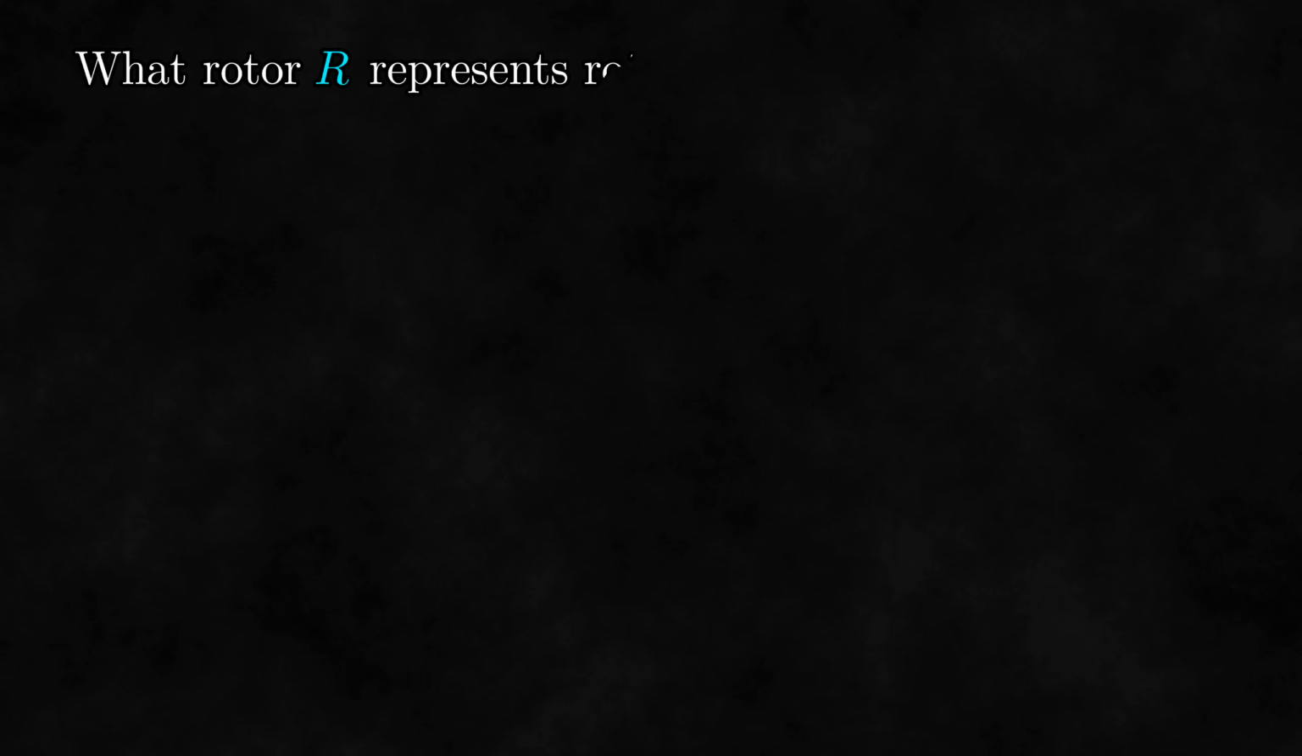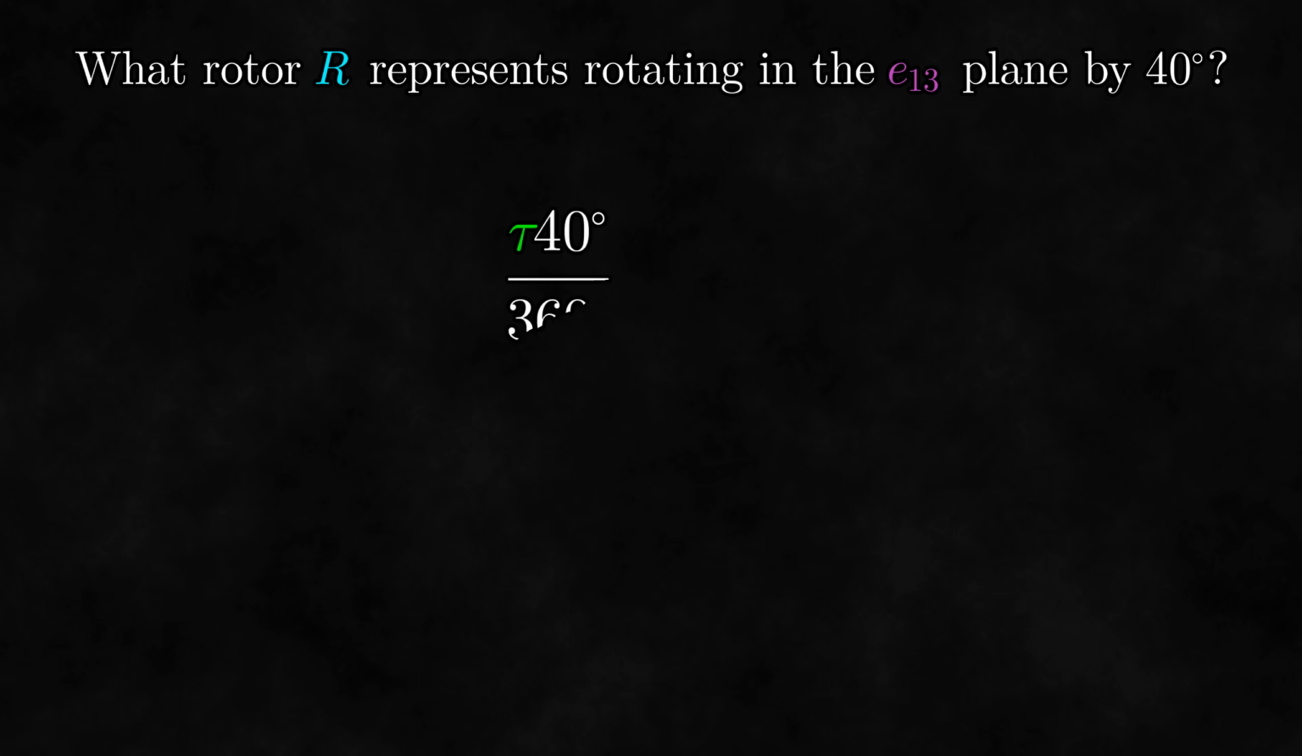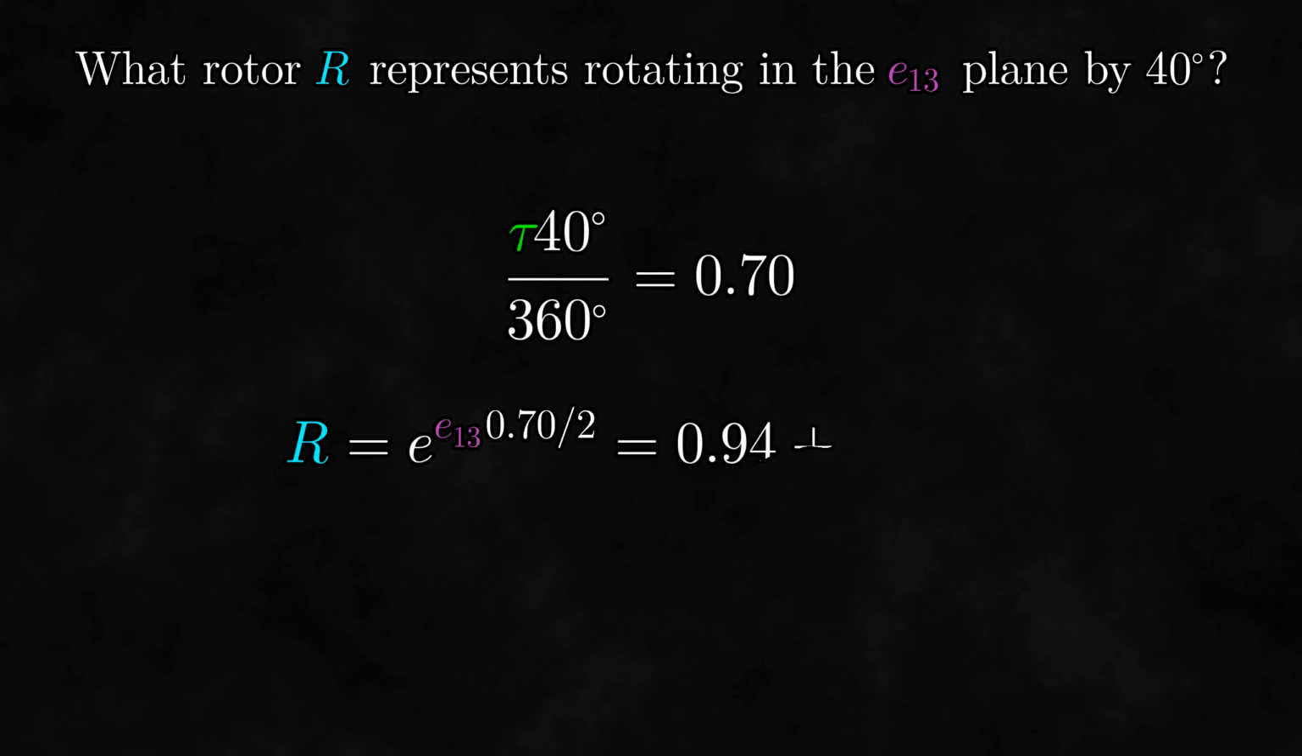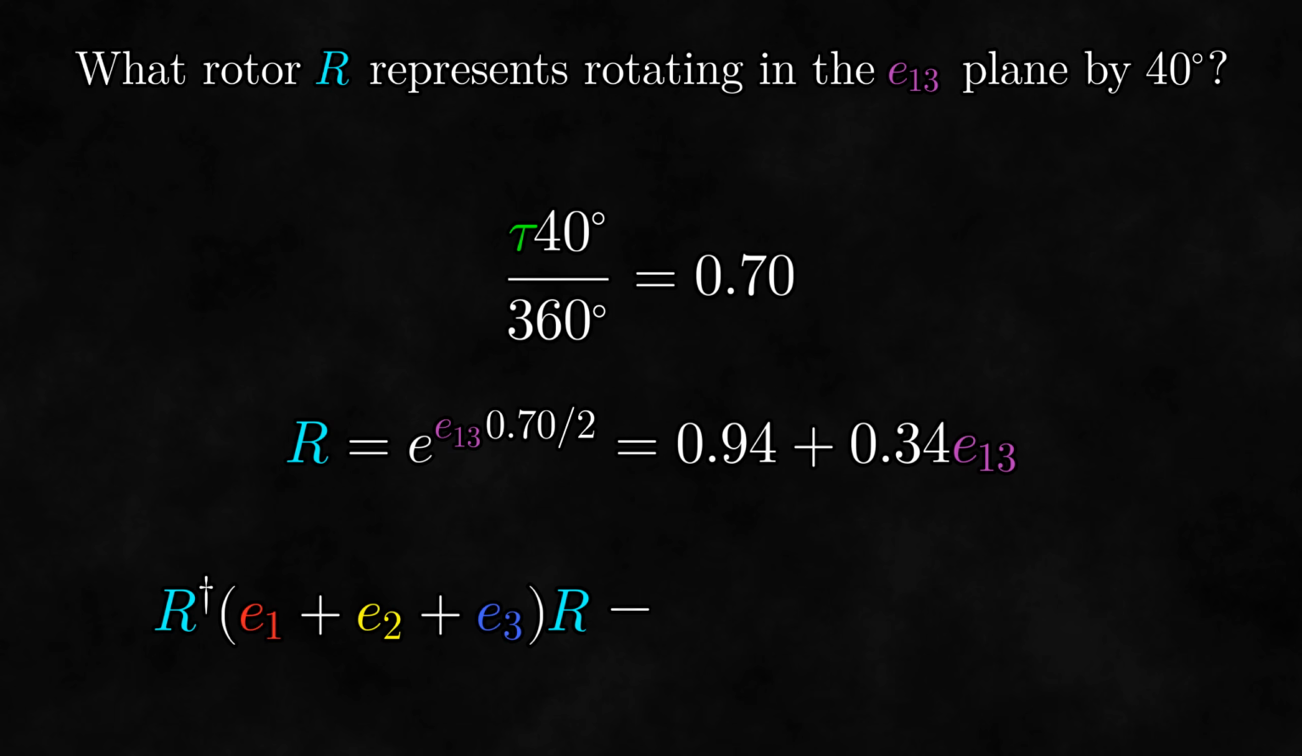How do we find a 3D rotor that represents rotating in the E13 plane by 40 degrees? We need to convert this angle to radians and then calculate e to the E13 times that angle over 2. We can even pick a particular vector and calculate the rotation of this vector by the rotor. Now that we have finally figured out how 3D rotations work in general, let's describe the process in detail.